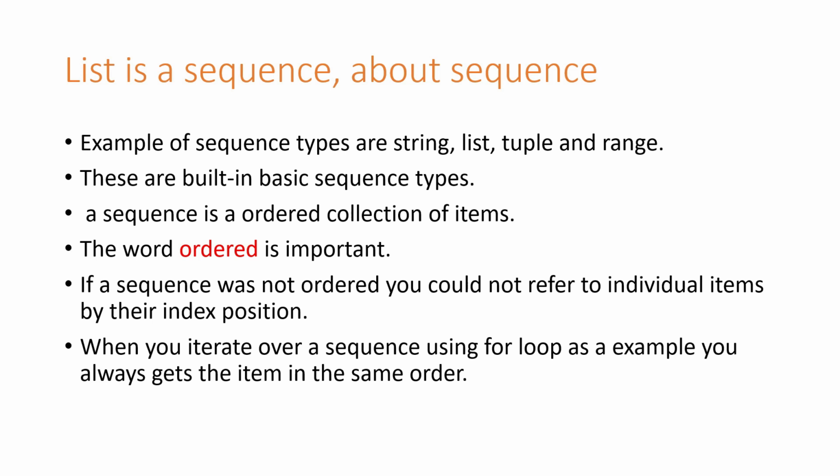Indexing in a string goes from 0 to the end of the characters. We already discussed the string in previous sessions. I will give list with examples in this session, so don't worry, you can understand. When you iterate over a sequence using a for loop, as an example, you always get the items in the same order.